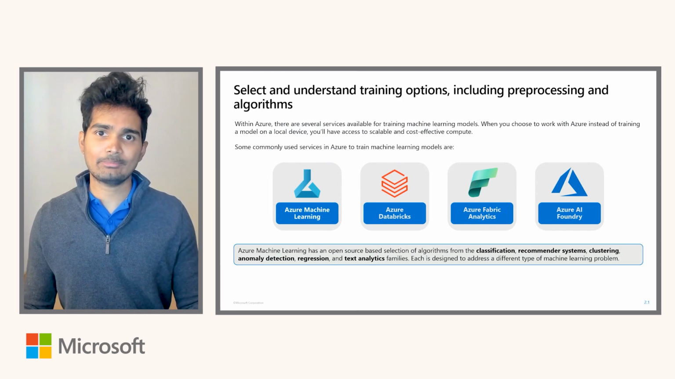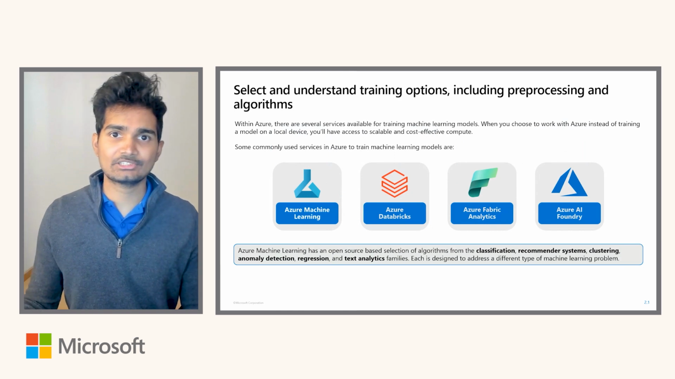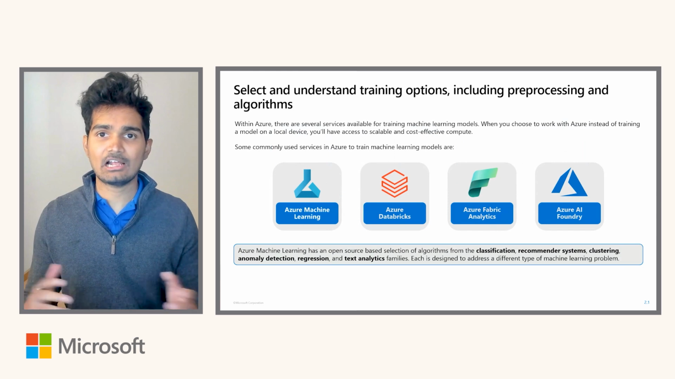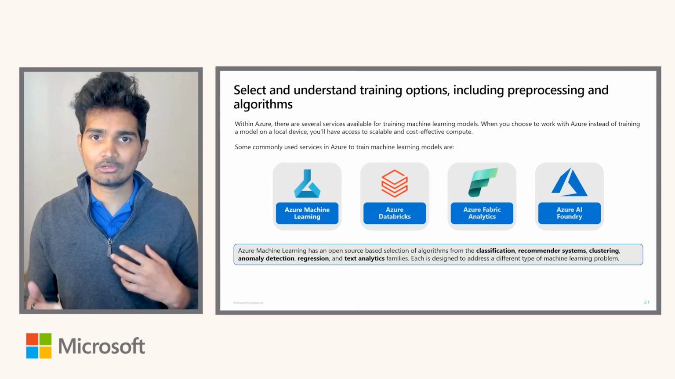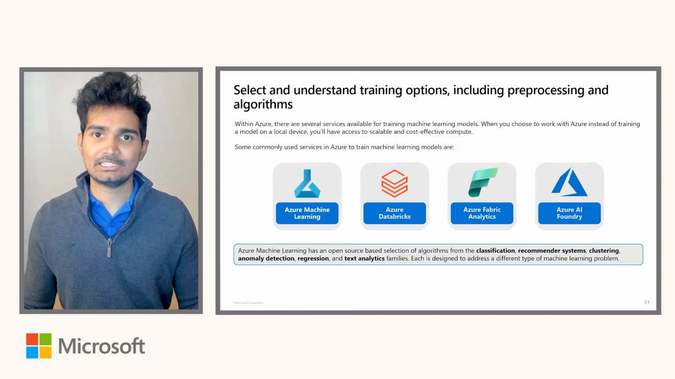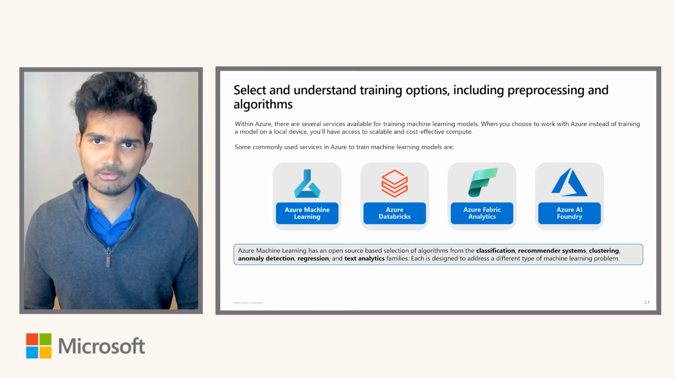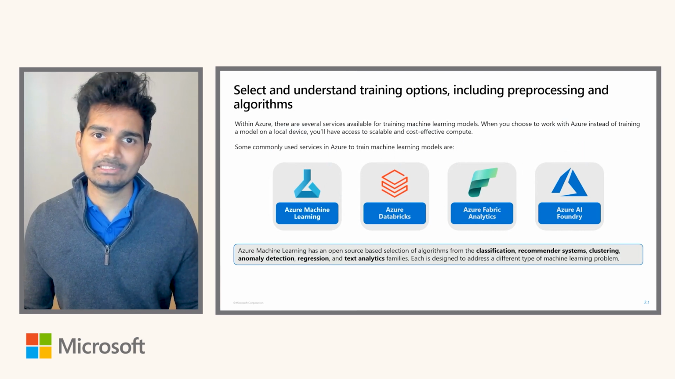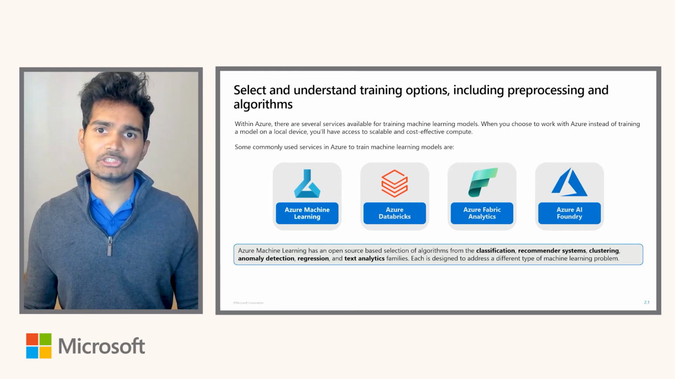Algorithms in open source libraries available in Azure Machine Learning include regression algorithms like linear regression, decision forest regression, neural network regression, classification algorithms, which include logistic regression, decision forests, support vector machine, and clustering algorithms, including k-means clustering, principal component analysis, and even anomaly detection algorithms, which include one-class SVM and isolation forest.